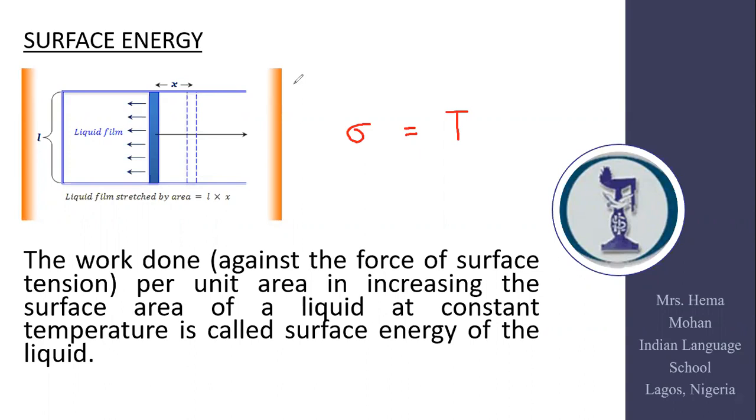The work done per unit area in increasing the surface area of a liquid is what we call surface energy. So tension can either be measured as newton per meter because it is F by L, or it can be measured as joule per meter squared because it is work done per unit increase in area. That's surface energy. So you've seen the relationship between surface energy and surface tension too.